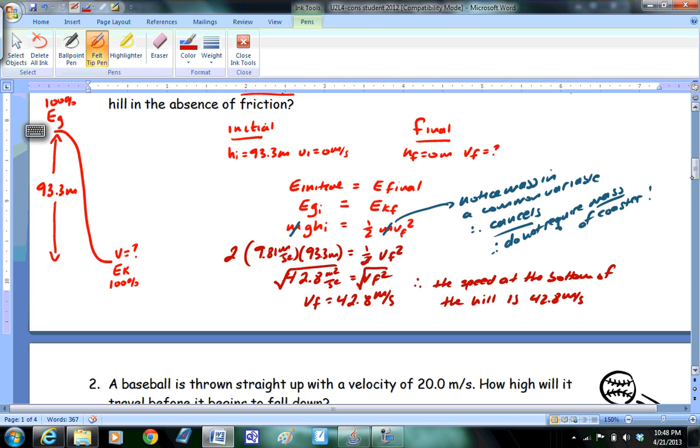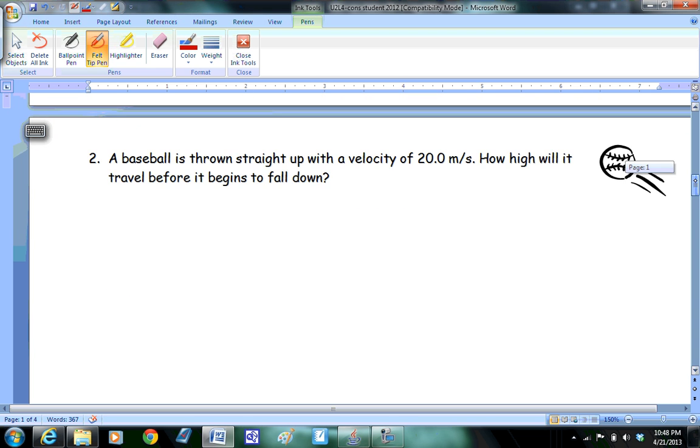Remember, this is assuming that there's no friction associated with it. So we had 100% Eg changed to Ek. That's represented in my equation over here. Okay. Let's look at another example here.